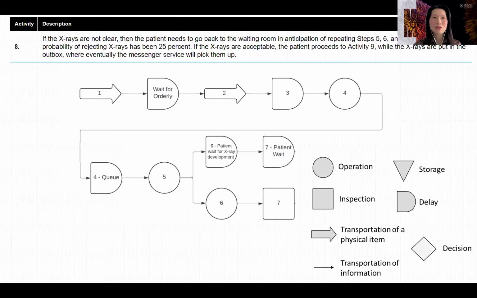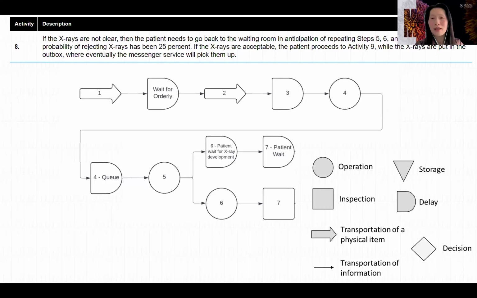After that, you can see here we come to the decision point. If the X-rays are not clear, they need to be sent back, which means they need to be reworked, retaken. This is about 25%. If they're acceptable, they can move on to the next step. So here you can see we have a 2-route, selective route. So 25% you go back and 75% you go forward. And here the 25 and 75%.